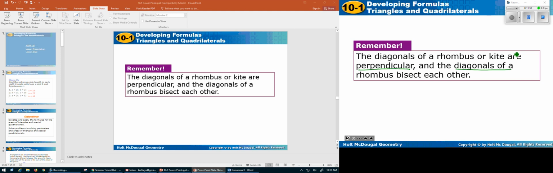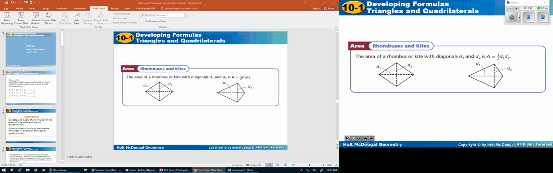Okay? But the diagonals of a rhombus and a kite are perpendicular. And because of that, they will have the same formula for area. The rhombus is going to have two formulas because the rhombus is also a parallelogram. So it's going to be base times height, as well as formula number 2. Its area is going to be 1/2 diagonal 1 times diagonal 2. 1/2 D1 times D2. The kite will have the same formula, 1/2 diagonal 1 times diagonal 2.